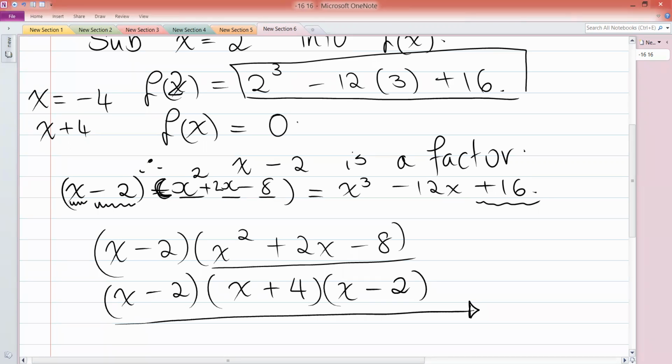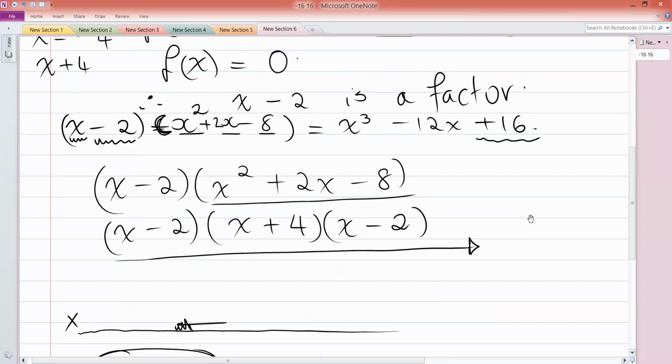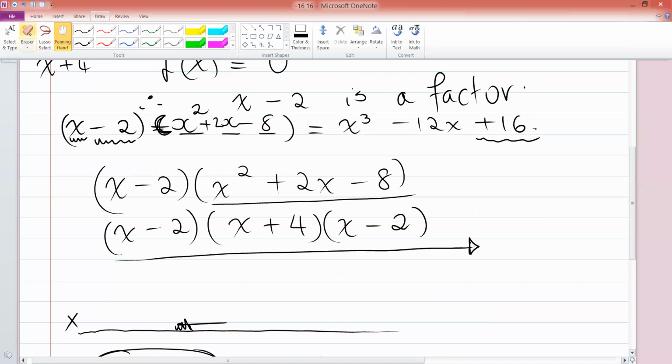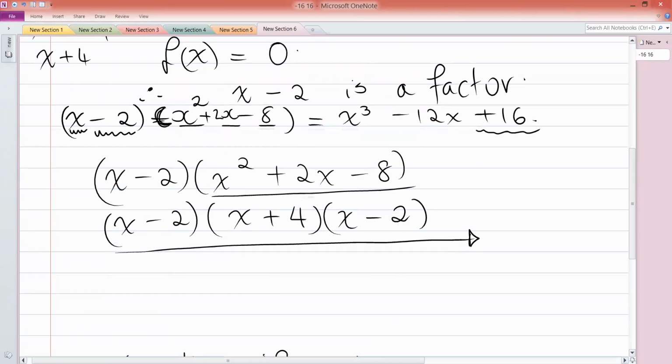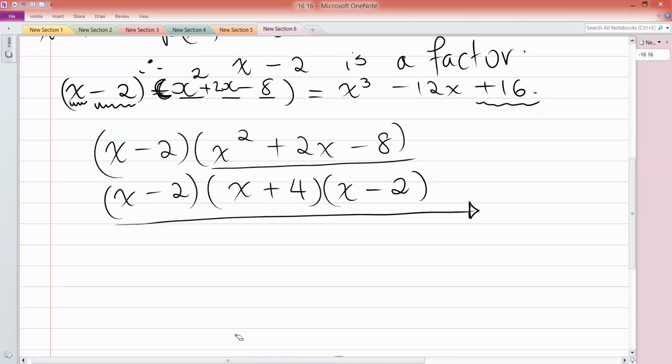Then determining the x and y intercepts of the graph. Okay, how do you find the x intercepts? What would you do? Y equals 0. Perfect. You make your y equals 0.